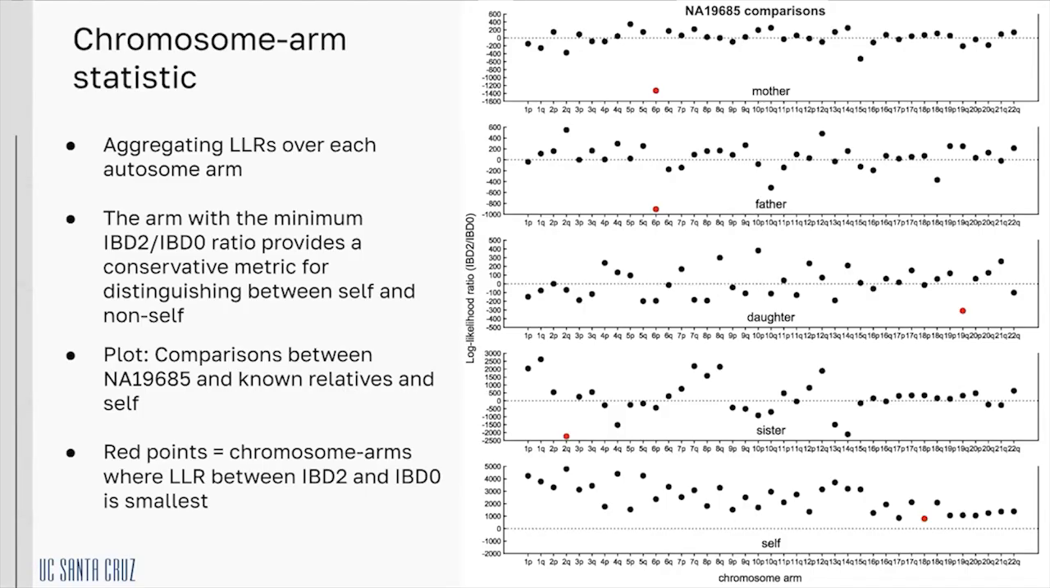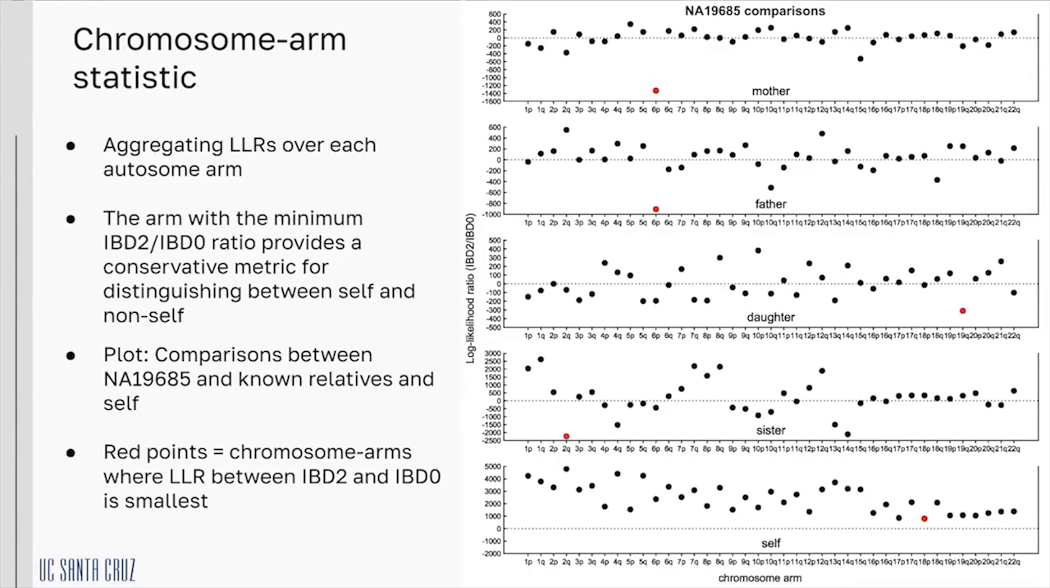different individual. The plot here shows the chromosome arm statistics from comparing one individual from the 1,000 genomes to either their known relatives or to themselves. Each data point on the plot is the cumulative likelihood ratio over a specific chromosome arm, with a point in red corresponding to the arm where the likelihood ratio is the smallest.